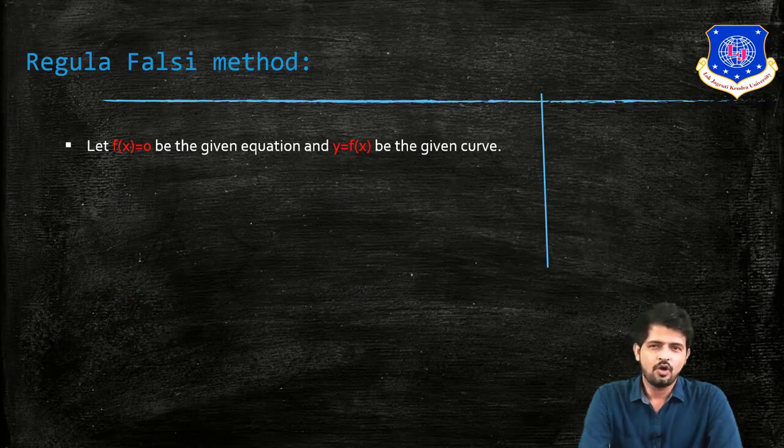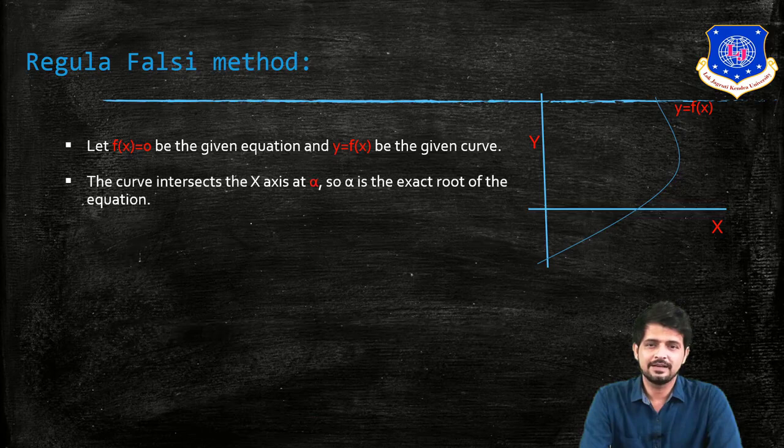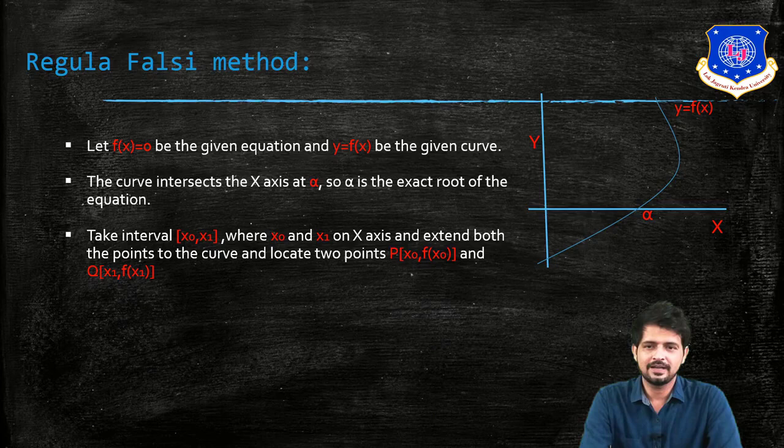As in all methods, this statement will be common. Let f of x equal to 0 be the given equation and y is equal to f of x be the given curve. Let us draw the x-axis, then the y-axis, then the curve y is equal to f of x is given. This curve is intersecting the x-axis at point alpha, so we can say alpha is the exact root of the equation.